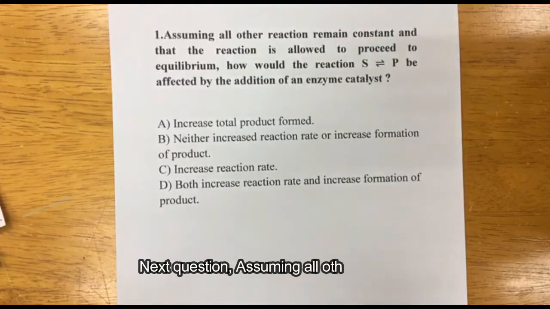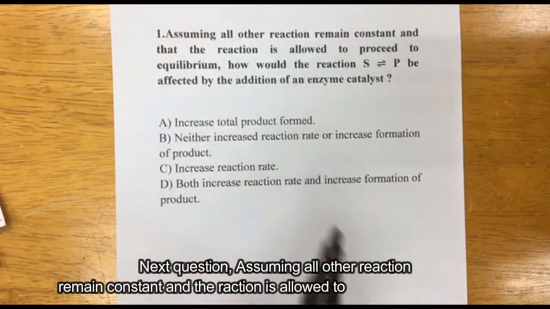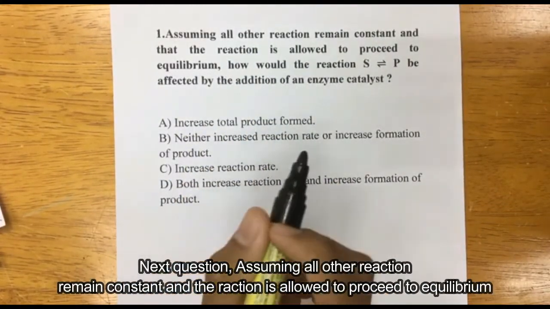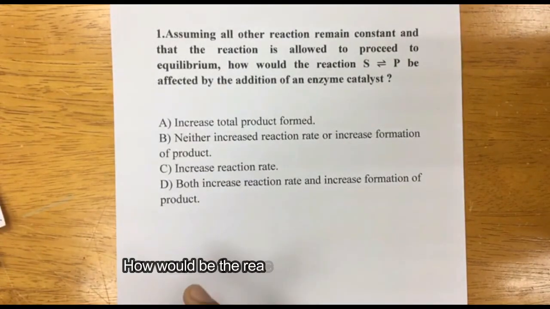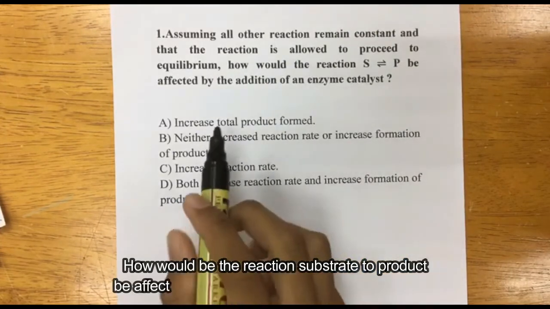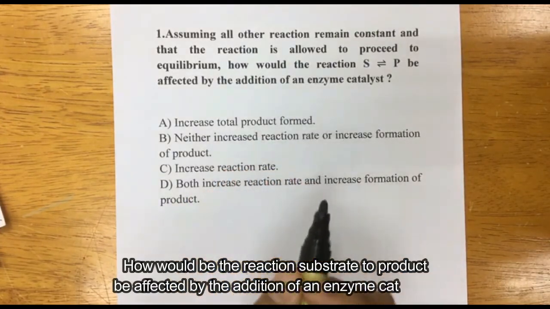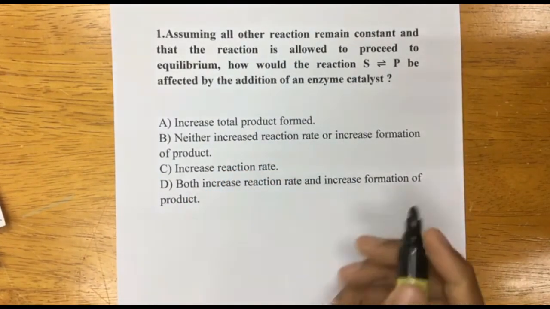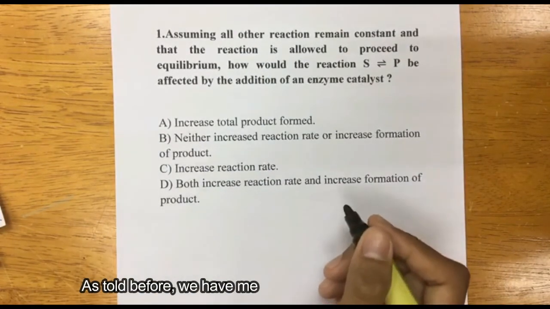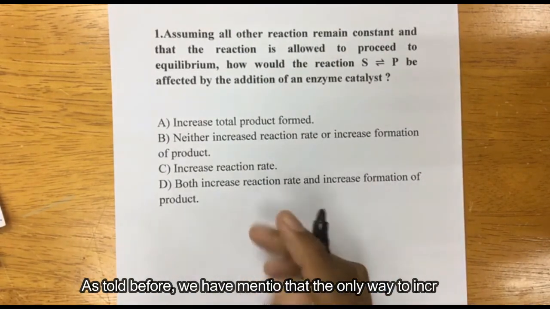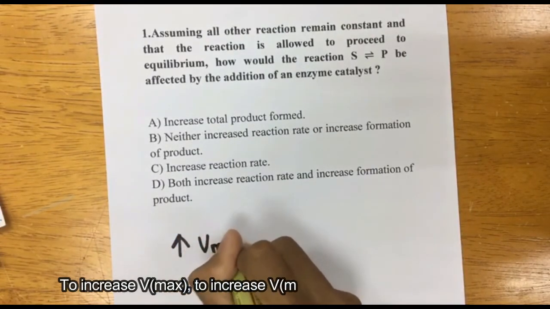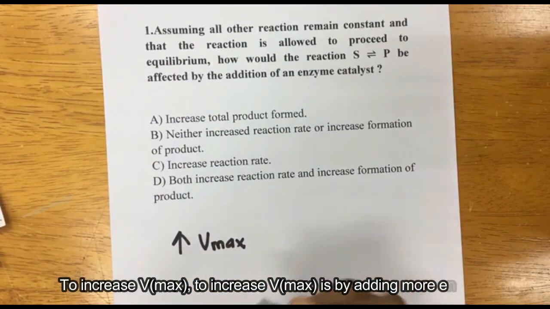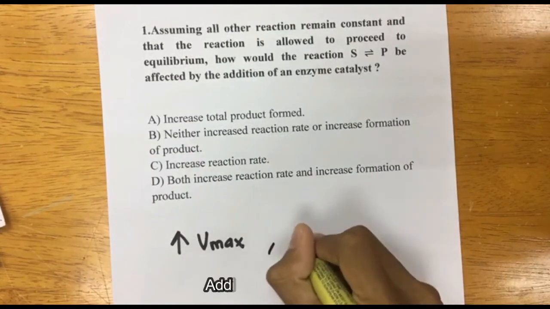Next question. Assuming all other reactions remain constant and that the reaction is allowed to proceed to equilibrium, how would the reaction substrate to product be affected by the addition of an enzyme catalyst? Okay, as stated before, we have mentioned that the only way to increase Vmax is by adding more enzyme.